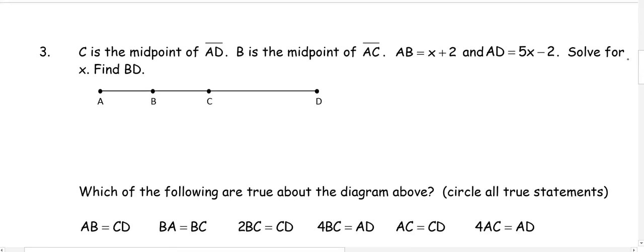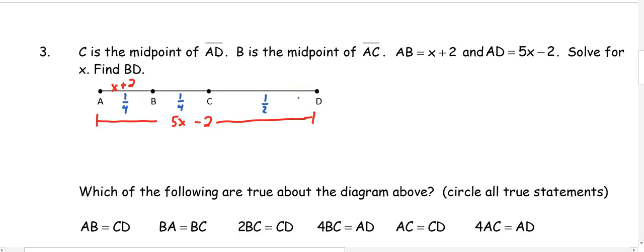Number 3, C is the midpoint of AD, which means that our line is cut into half and half. B is the midpoint of AC. So if we have half a line right here, this new midpoint is cutting our line into a fourth and a fourth. So we know that AB is equal to x plus 2, and AD is 5x minus 2. Solve for x and find BD.